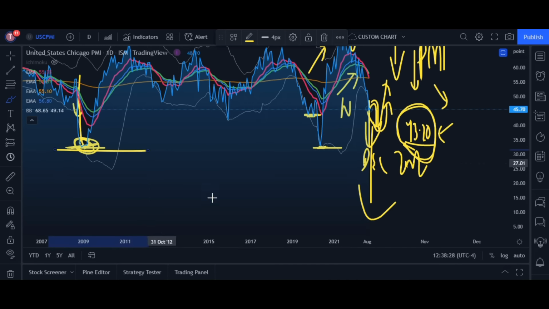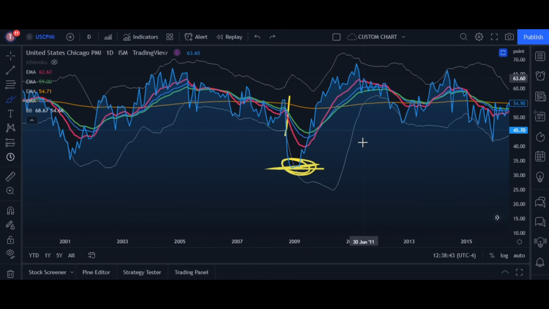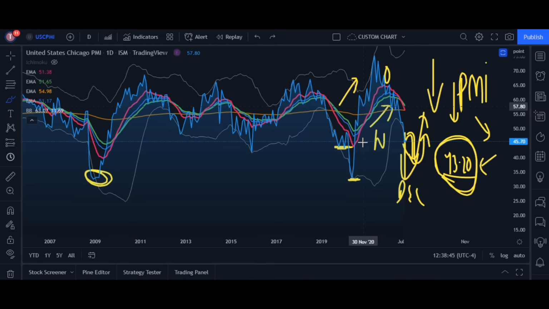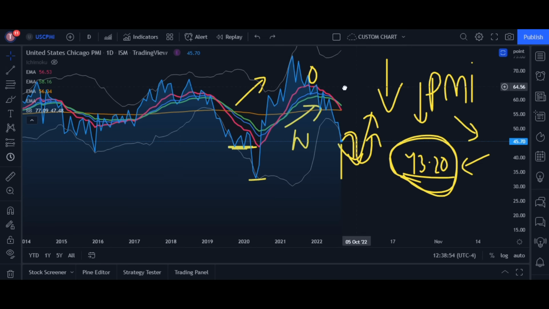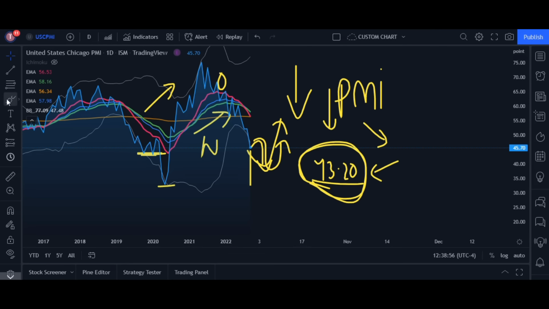So there will be a breakout of this level. In my last weekly technical analysis, I told you that we are expecting a great recession, which will last for 2 to 3 years. But again, that does not mean that you cannot make money. You can still make a lot of money, provided you know what is going to happen and when it is going to happen. Anyway, this is the story with the PMI.